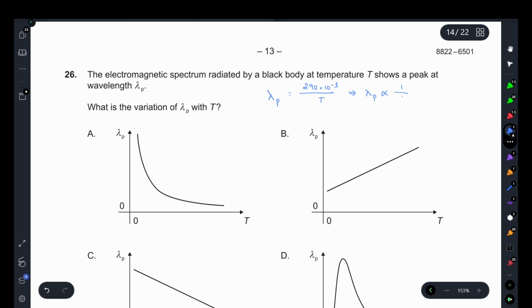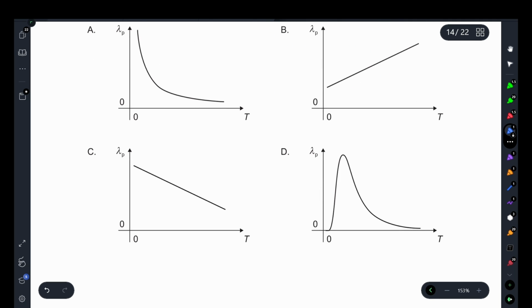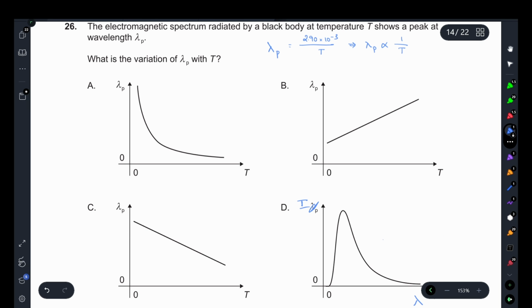Now, you might be tempted to select this, an example of Wien's law, but you should remember this is not lambda p, this is intensity, and this is lambda. So you would find at different temperatures the peak wavelength is changing. That was a terrible graph. So on. So for question number 26, option A is the correct answer.